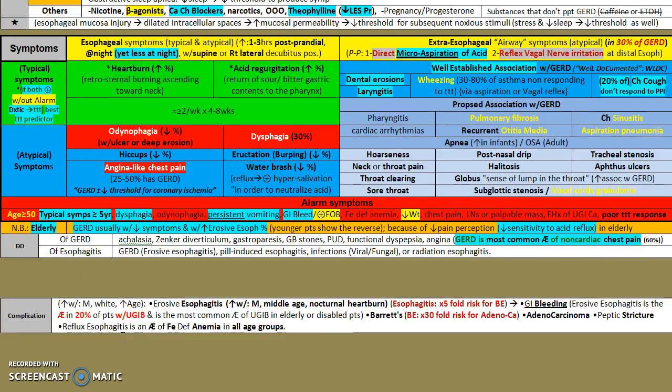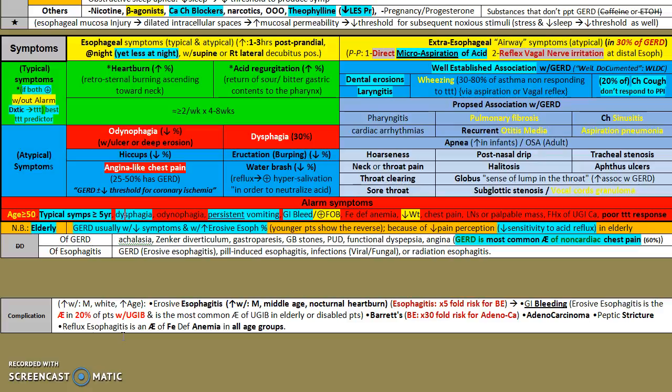Okay, regarding the complications, just bear in mind that complications are more in males, more in white people, and more with age. You have erosive esophagitis, which carries a 5-fold risk of Barrett esophagus. Esophagitis leads to GI bleeding.